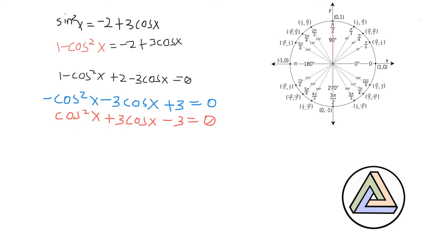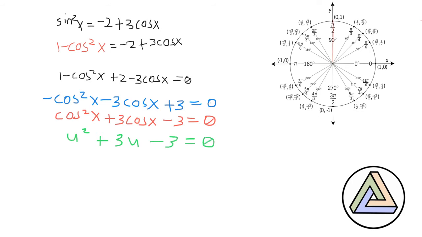The directions do state specifically for this problem, however, to find all solutions in the interval 0 to 2 pi. So we're going to have to deal with that part of it again. It says find all solutions in the interval 0 to 2 pi, so I'm going to assume that's what they mean, just in this range here. U substitution would be a good way to go at this point. So we have u squared plus 3u minus 3 equals 0.